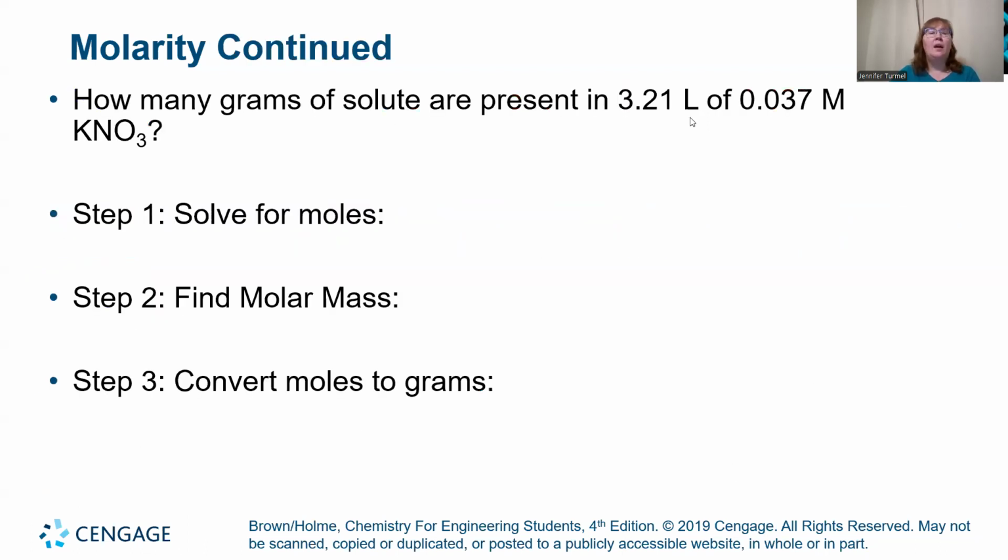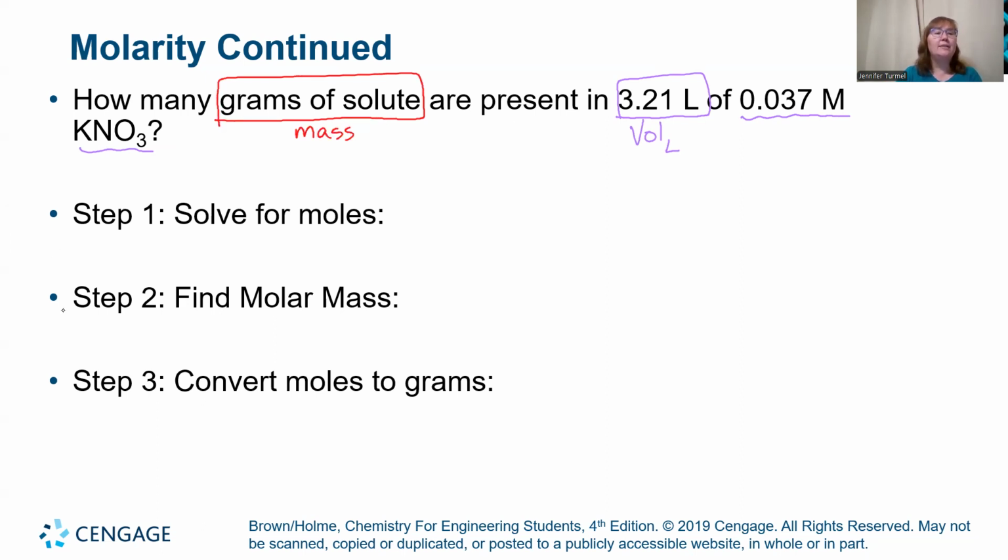Okay. All right, now let's go ahead and work our way backwards. In this situation, we have 3.21 liters. That's our volume in liters of 0.037 molar KNO3. And what we want to know, our final question, is how many grams of solute are we looking for? So we're looking for a mass.